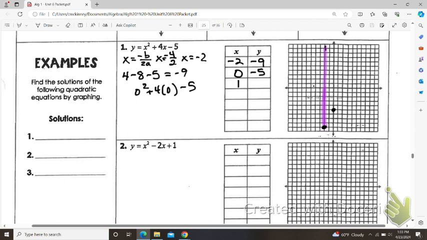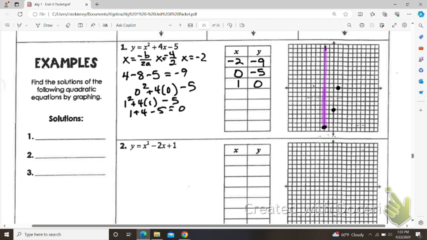And then I'm going to try 1. So 1 squared is 1, of course. 4 times 1 minus 5. What do you know? 1 plus 4 minus 5 is 0. Ding, ding, ding. We have a winner now. So 1, 0. 1, 0 is here.